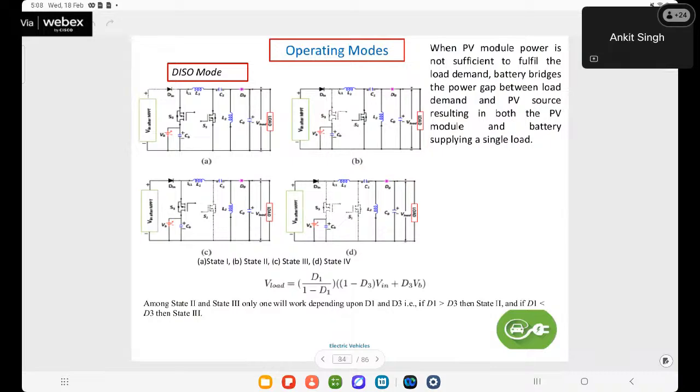DSO mode is very simple: in that, both solar PV and battery are supplying power to the load, even in a situation where P load is greater than PPV.